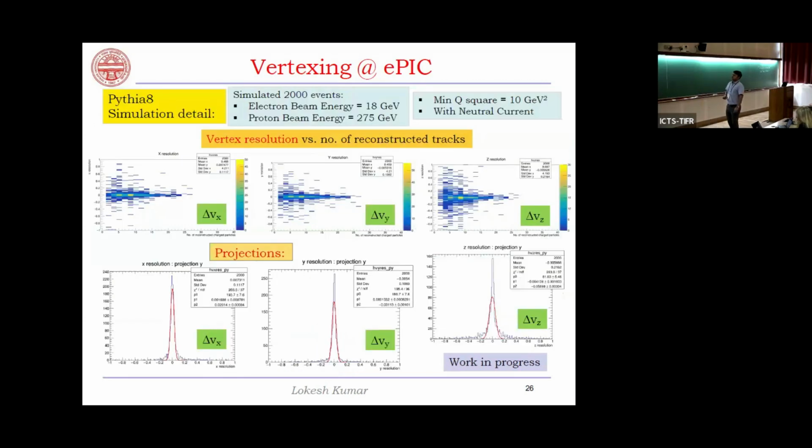Then another student is working on this Pythia simulation, the details of which are shown here. Basically, she has just calculated the vertex resolution as a function of the number of reconstructed tracks for the X, Y, and Z directions. The lower plot shows the projections with some Gaussian fitting to calculate the widths. This work has also just started and is still in progress.